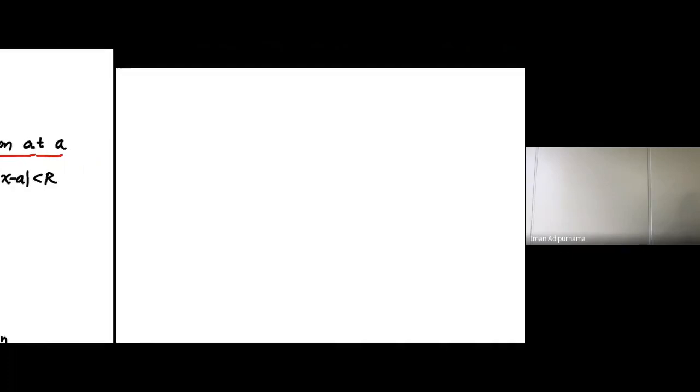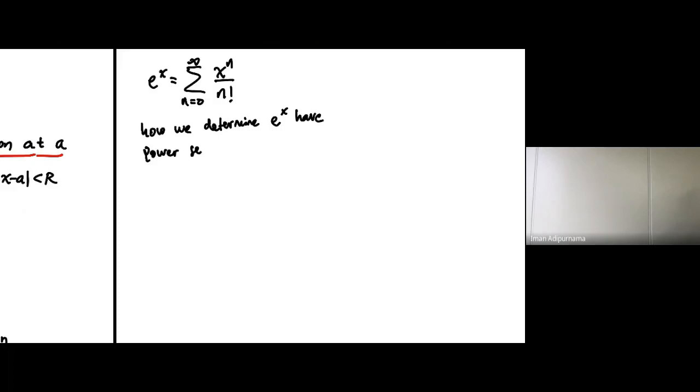Okay, let me write into the next page. So before, we know that e to the x is the sum of x to the power of n divided by n factorial, right? Now, how do we determine e to the x has a power series representation?